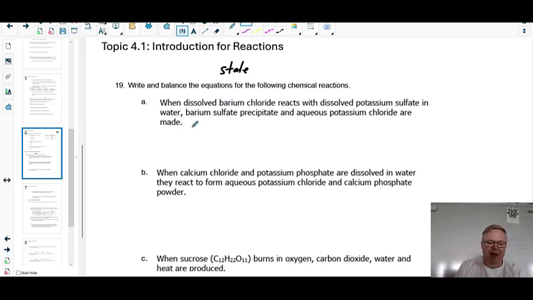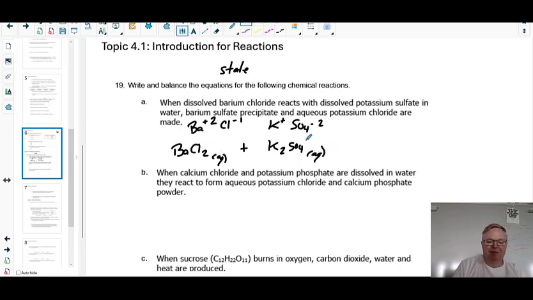So I have barium chloride. We know barium is a group 2 reacting with chlorine -1, so that's going to be BaCl2. Dissolved potassium sulfate: potassium K plus 1, sulfate, the polyatomic ion, SO4 -2. So that would be K2SO4. And this is aqueous. This is aqueous because they're both dissolved.